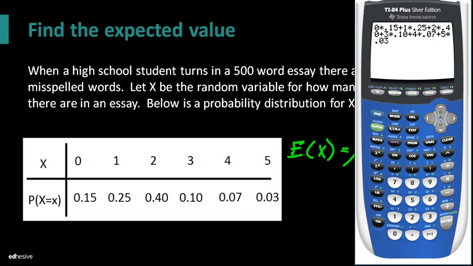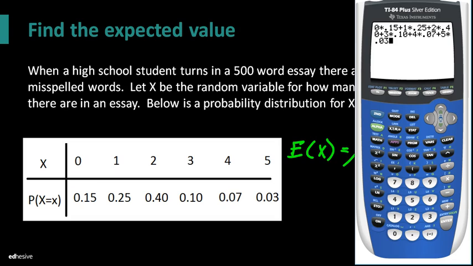Now, it's so easy to type something in by mistake. So, you forget a plus sign, or you hit 2 plus signs, something like that. So just be very careful. 0 times 0.15, 1 times 0.25, 2 times 0.40, 3 times 0.10, 4 times 0.07, 5 times 0.03.